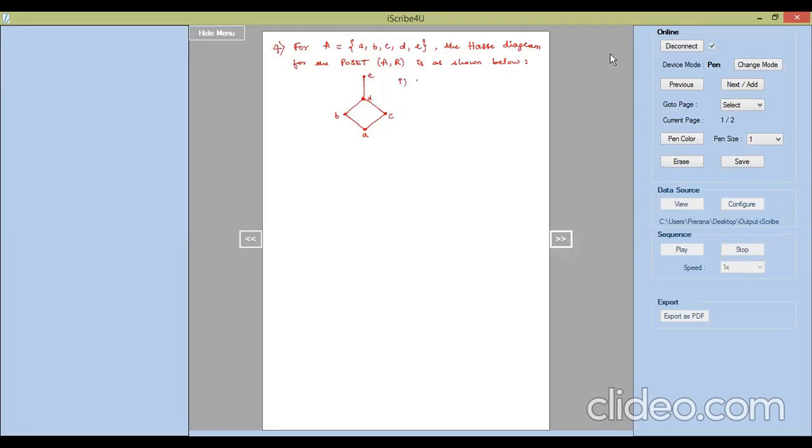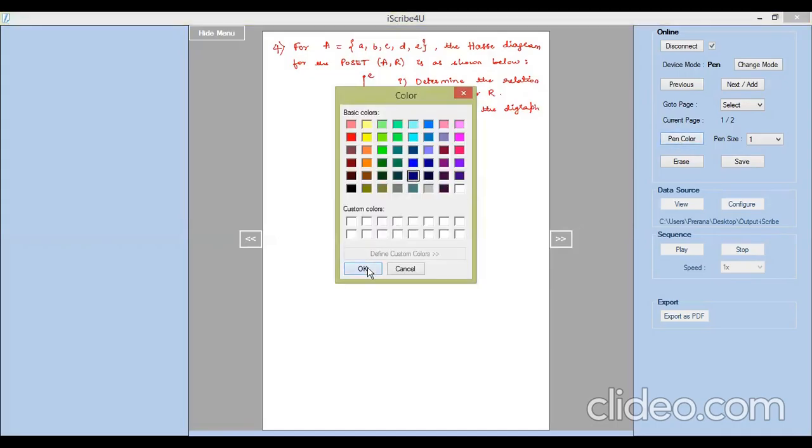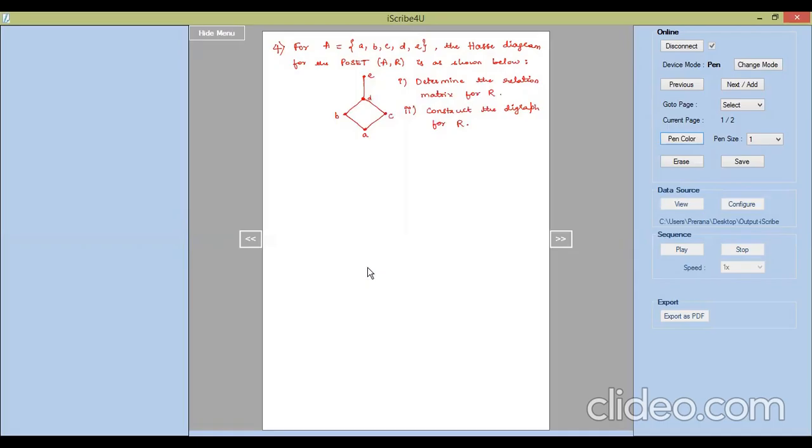We are asked to determine the relation matrix for R. And the second sub-question is construct the digraph for R. So given the Hasse diagram, we have to first write down the matrix relation for R, and then we have to construct the digraph for R. Hope we remember how to construct the digraph and how to write down the matrix for the relation R.